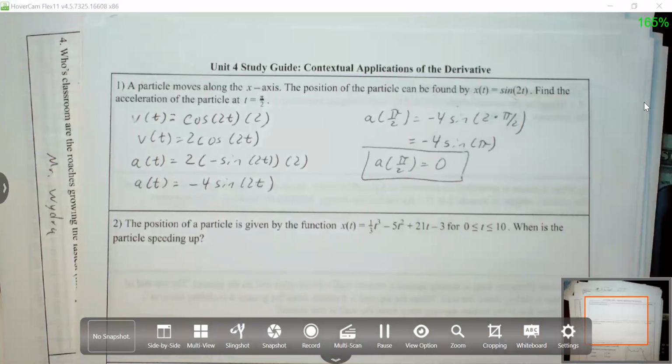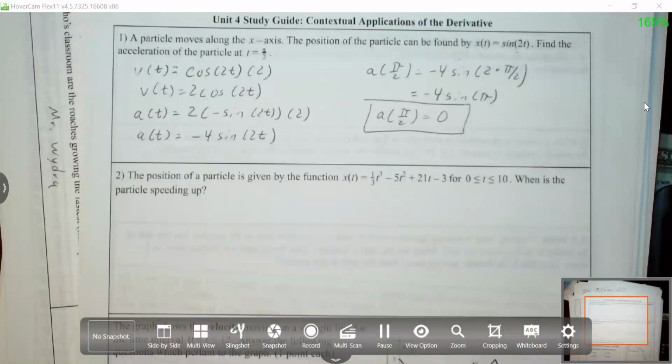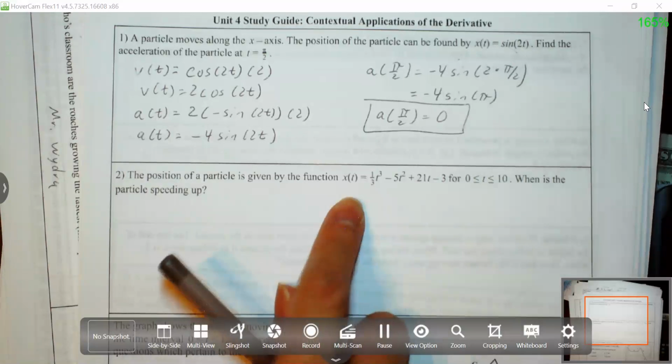Okay. Number 2, it says the position of the particle is given by this function. When is the particle speeding up? So here, remember, velocity and acceleration. If velocity and acceleration are the same sign, we are speeding up. If velocity and acceleration are different signs, then we are slowing down. So let's find the velocity function.